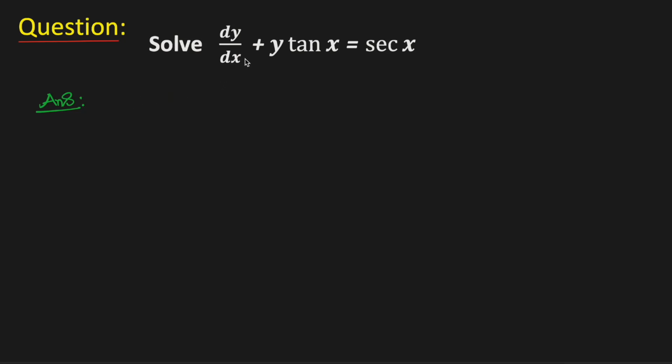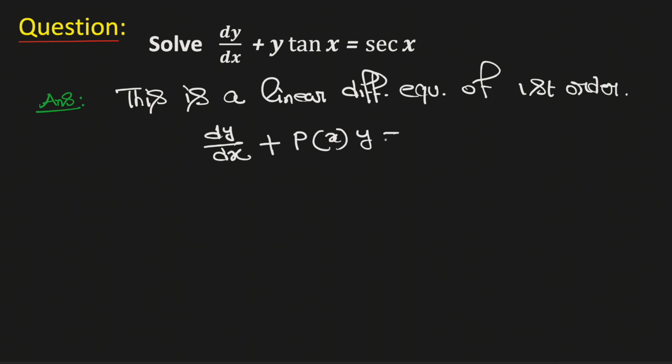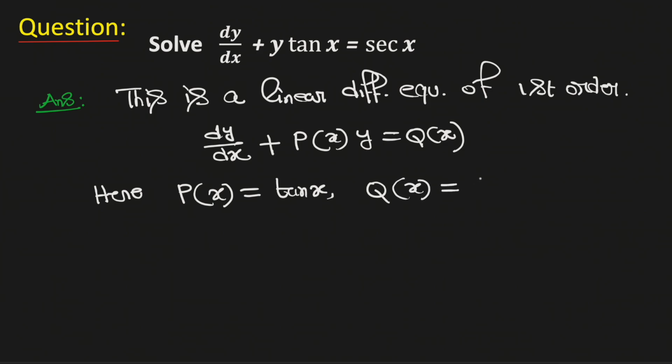In this video, we will solve the differential equation dy/dx + y tan x = sec x. Note that this is a linear differential equation of first order. The general form of such an equation is dy/dx + p(x) y = q(x). See that here p(x) = tan x and q(x) = sec x.